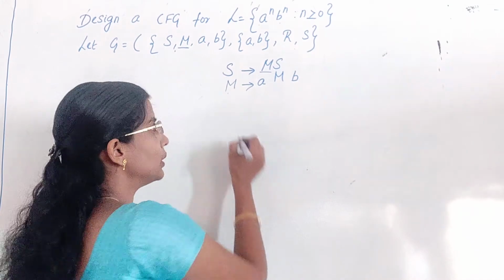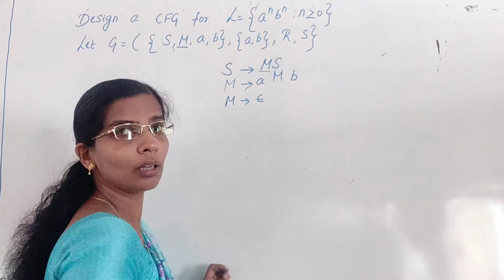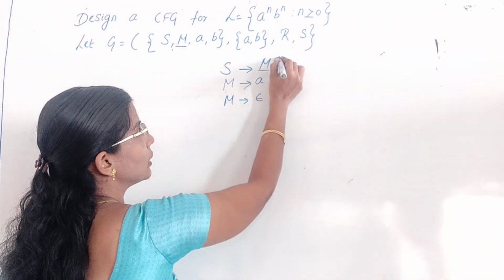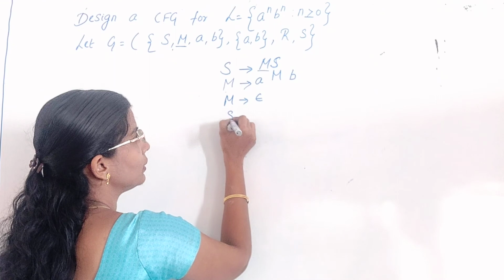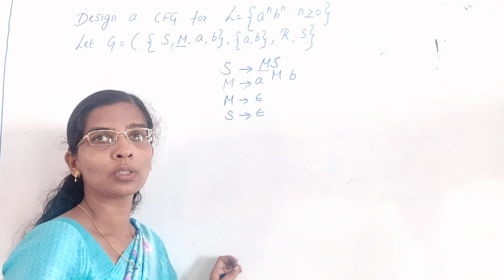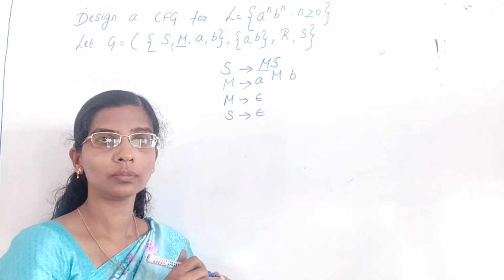And to stop this, M tends to epsilon. Right? Now what about this S? Right? If I want to stop that S, it is S tends to epsilon. Right? So this is your final grammar. Thank you.